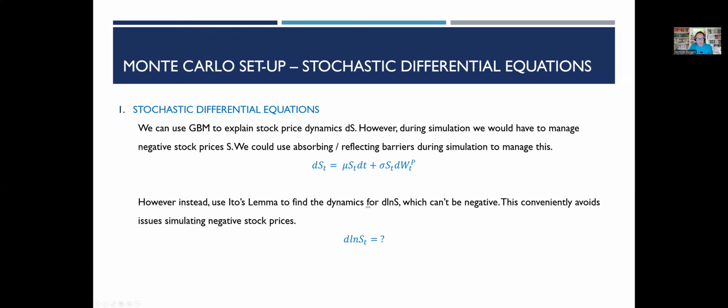So don't use ordinary calculus to write the dynamics. You must use Ito's lemma and stochastic calculus, because stochastic calculus will capture the quadratic variation terms, which give you an extra term in the drift. And we're going to see that on the next slide.